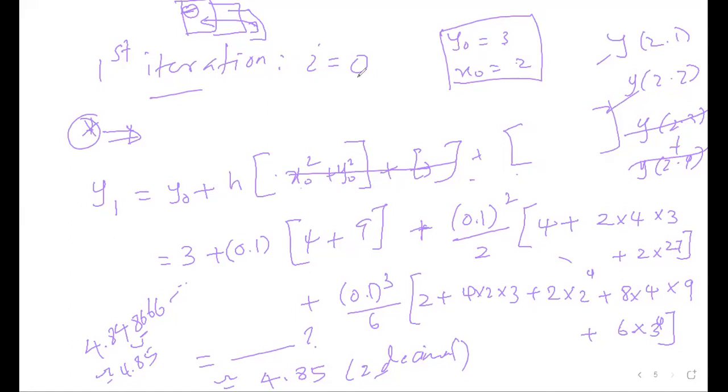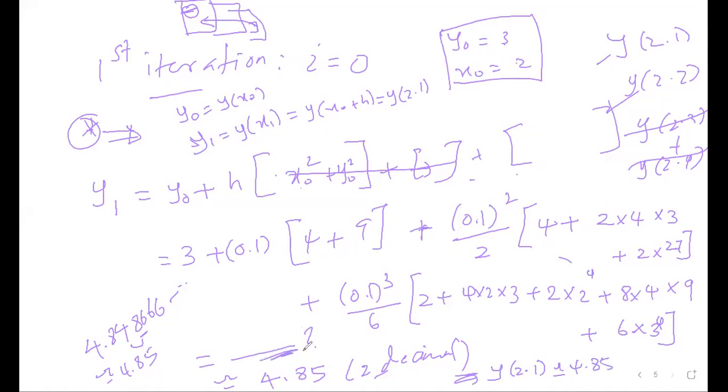So actually, what is y naught? y naught will be y of x naught. So y of 1 will be y of x1, I mean y of x naught plus h. That means this is equal to y of 2.1. So we have found our answer. The final answer: y of 2.1 is approximately equal to 4.85.